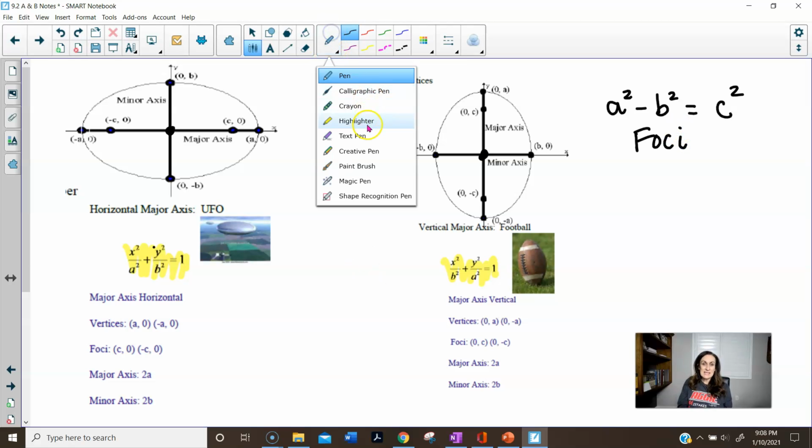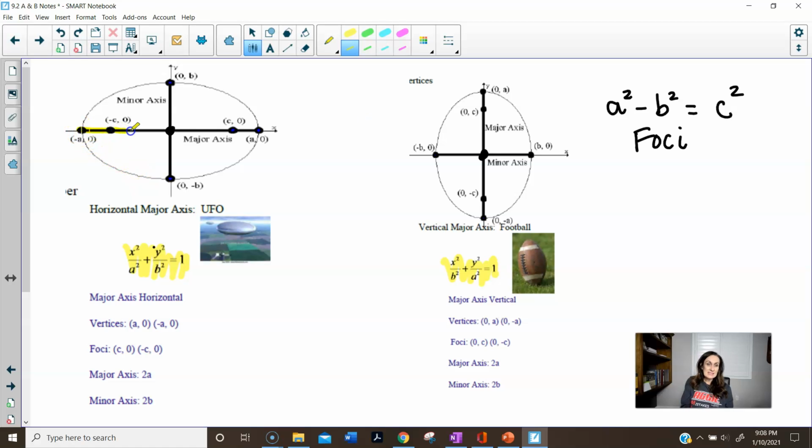What I want you to see here is this is the major axis. It's the longer axis. I just highlighted the major axis in both of these in yellow. Now the minor axis is going to be in green, and these are always the shorter axis. So you can see there.